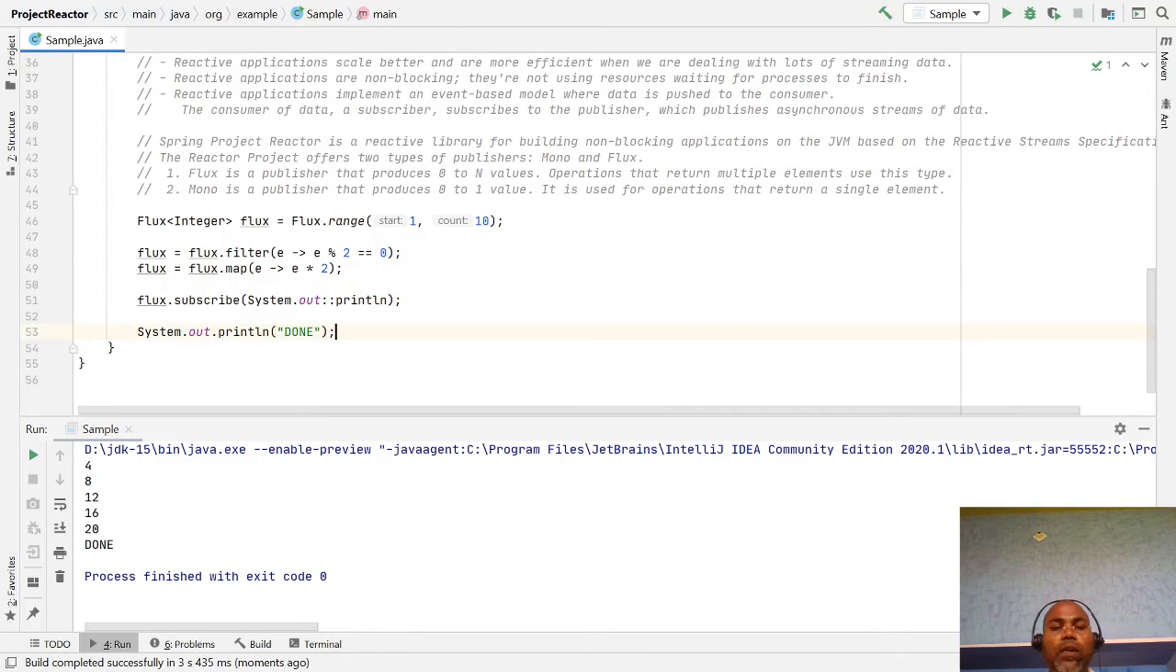So in this way, you can perform multiple operations, until we are not doing any subscribe, until you are not subscribing to this publisher. This is the publisher. If you subscribe to this publisher and this is your subscriber, just printing those messages. Before that, all the operators filter, map, range are not evaluated. When you attach any subscriber, then all these operators are evaluated.